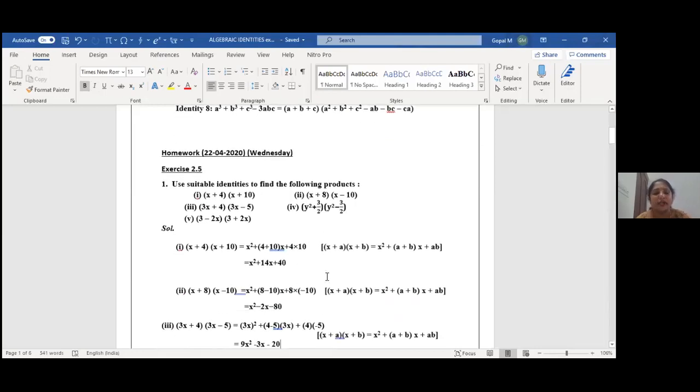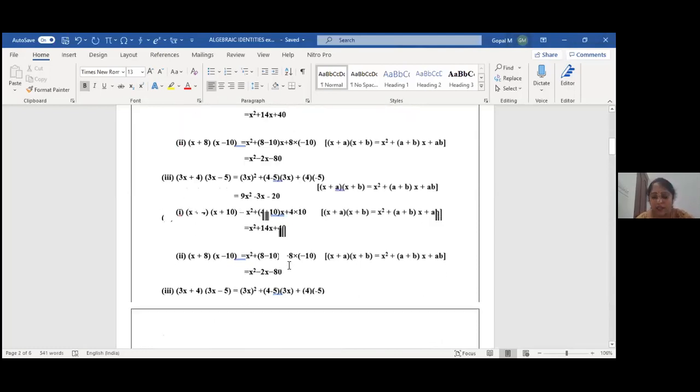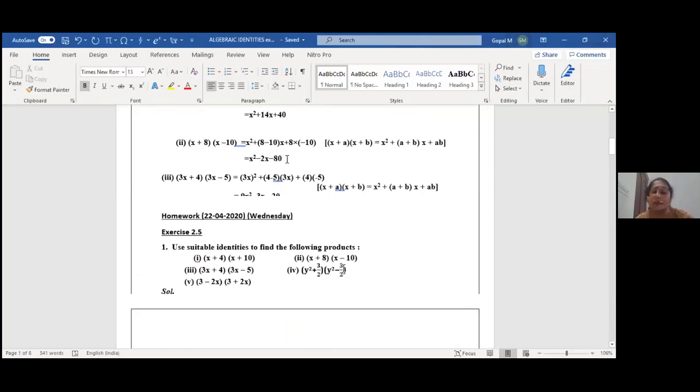First one, you will be getting x square plus (10 plus 4) into x, that is 14x, plus 10 fours are 40. x square plus 14x plus 40. Next, the second one. Here a value is 8 and b value is minus 10, so 8 minus 10 is minus 2. It is x square minus 2x, and 8 into minus 10 is minus 80. In the exam also you have to mention the identity towards the RHS, in your working column. Which identity you have applied, you have to show, children.